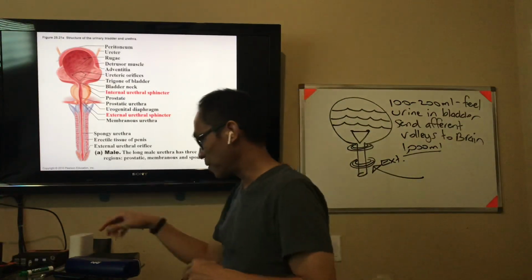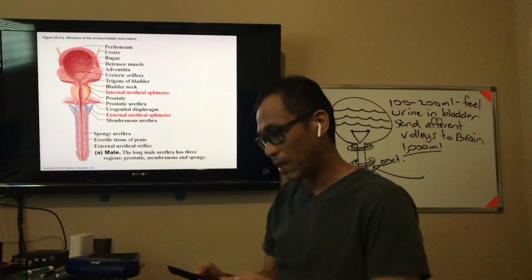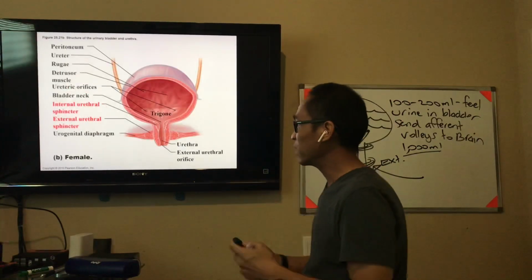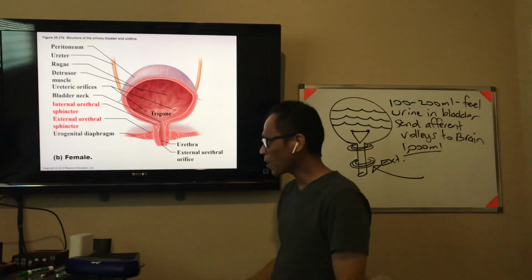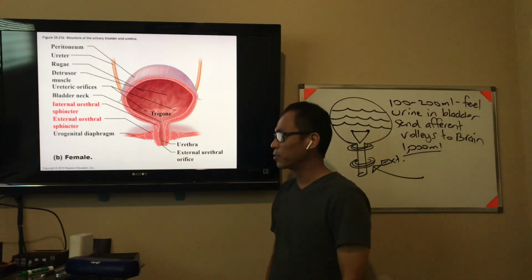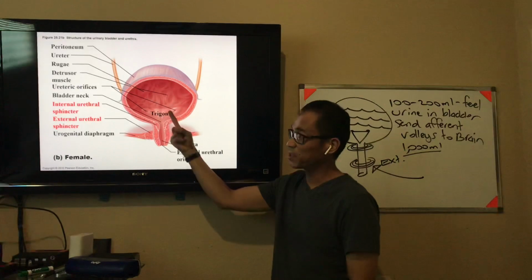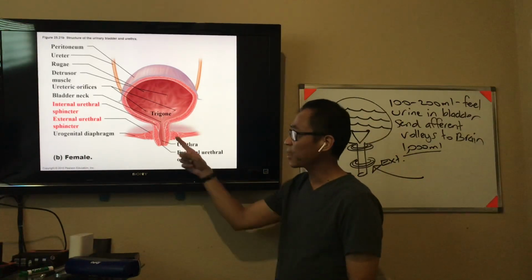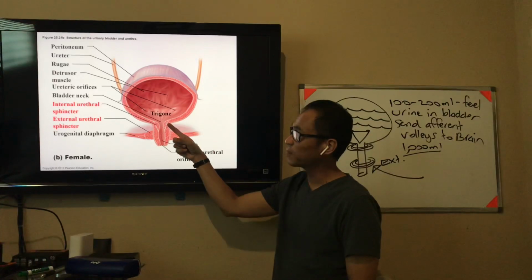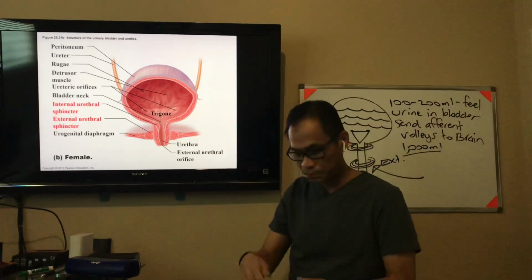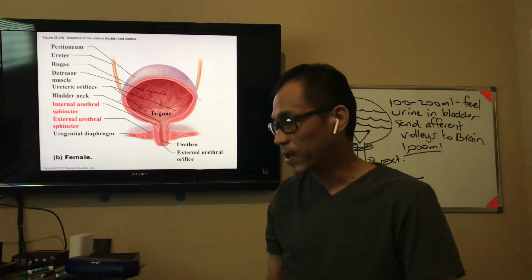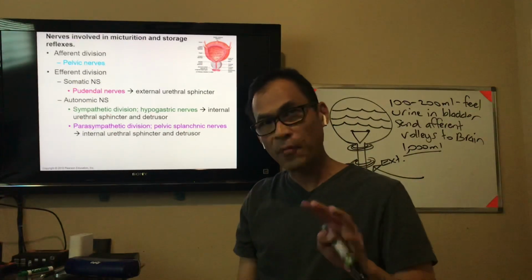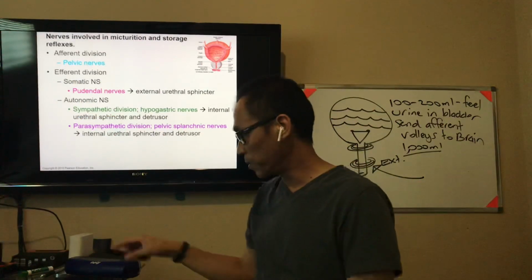So this is the male anatomy, and the female anatomy is the same, except we have a shorter urethra, making females more prone to urinary tract infections than males, simply because the bacteria have a shorter distance to go to get up there. And here's the external sphincter, there's the internal sphincter, everything else is the same. Before we get into the reflexes, let's just talk about the nerves that would be involved. I'll go through these.